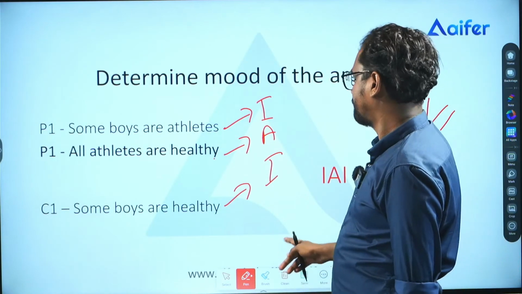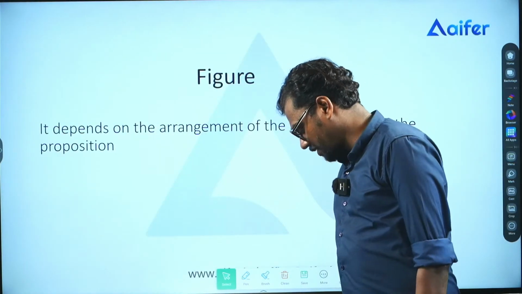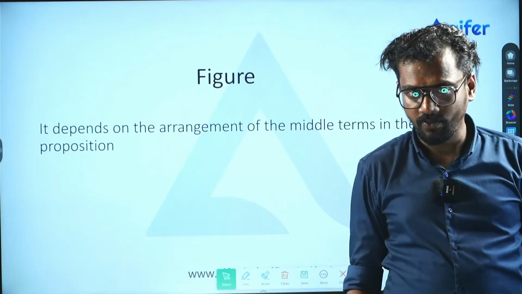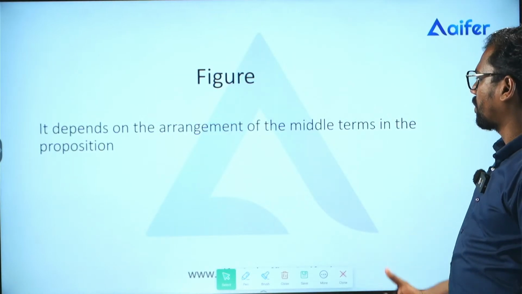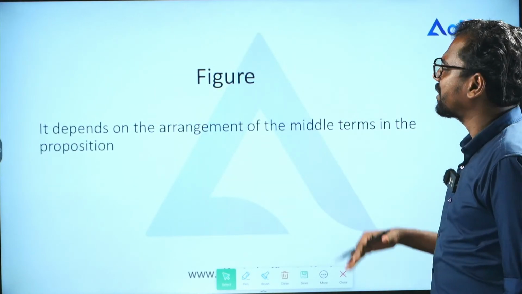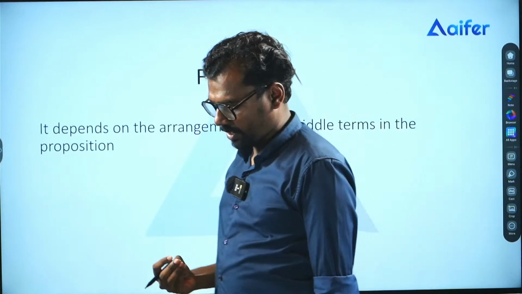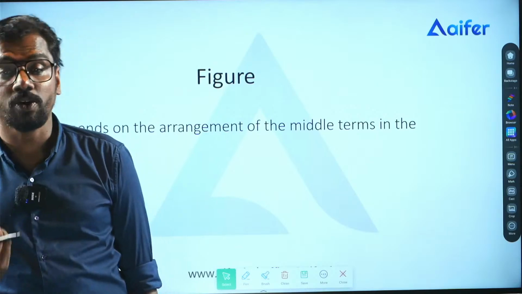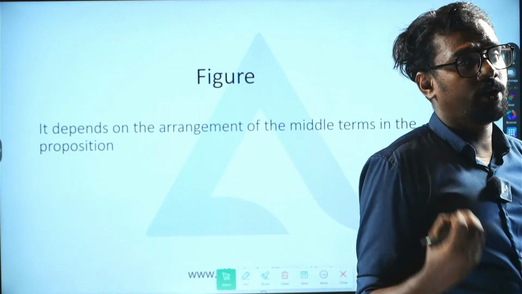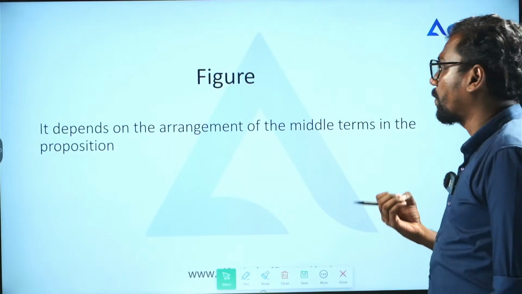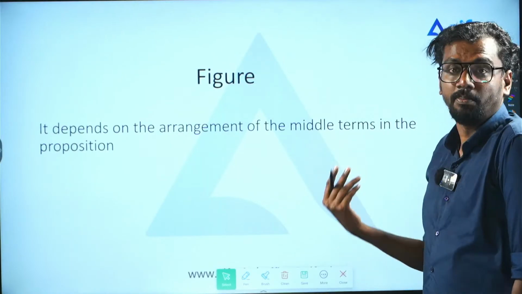Then moving to the next aspect, that's a figure. Firstly, we have studied what figure is all about. Figure depends on the arrangement of the middle term in the proposition. How will mood be determined? We have already studied, it's a symbolic representation of the categorical proposition in corresponding letters, but when it comes to figure, it depends upon the arrangement of the middle term. So what's a middle term?